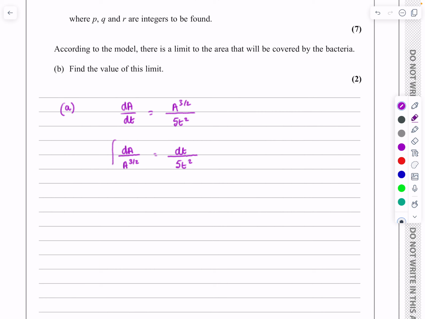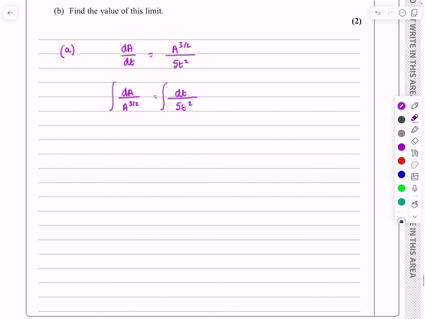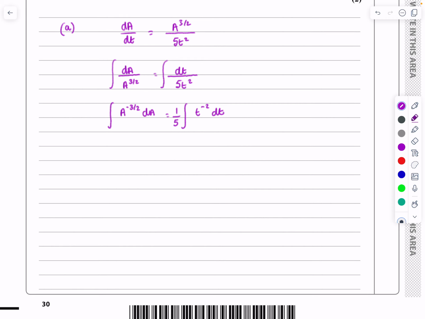Now, I'm not going to try and integrate them the way that they look at the moment. I'm just going to tidy them up. 1 over A to the 3 over 2 is A to the minus 3 over 2 dA. So I'll be doing that integration, and on the other side, I can take a fifth out. Let's just try and make things as easy as possible for myself. And 1 over t squared would be t to the minus 2 dt. So yeah, good to be able to integrate at this point. Not particularly complicated, I don't think.